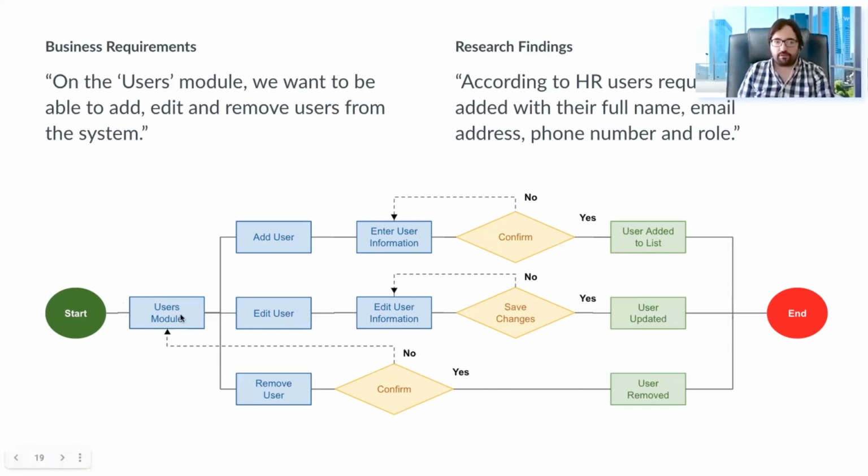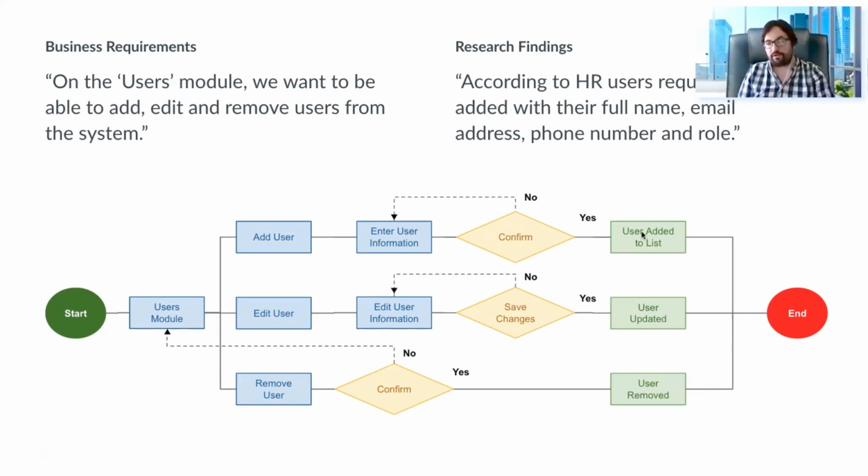So we start off with the users module, and we have three options at the same level. We can either add a user, edit a user, or remove a user, right? So whenever we're adding users, we can enter the user information according to the findings from the HR department. And we get to a diamond where we can confirm the addition or we don't. So if we don't, we go back to enter user information, where you can exit and go back to the main users module screen.